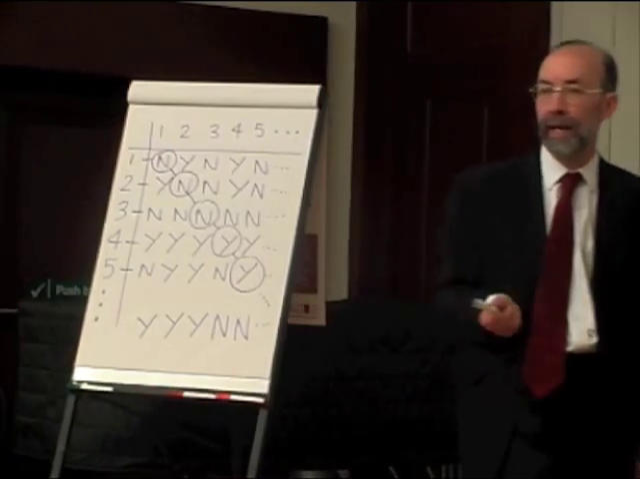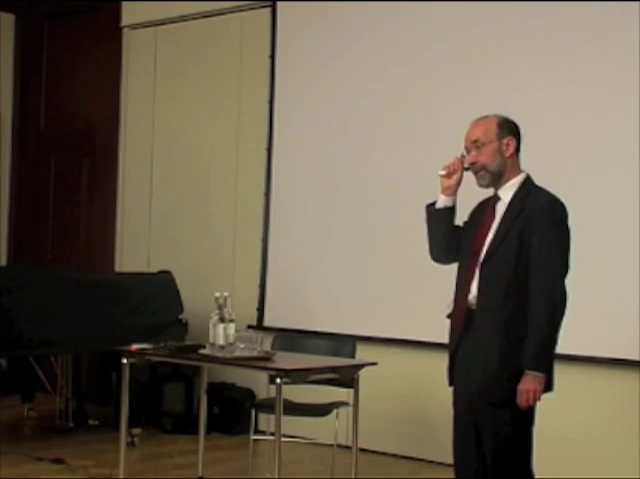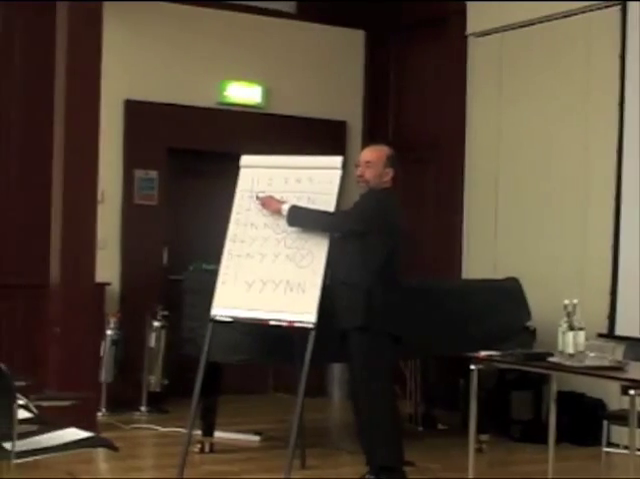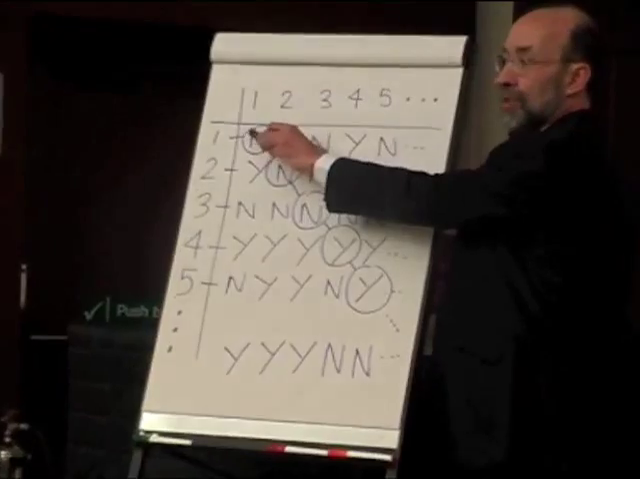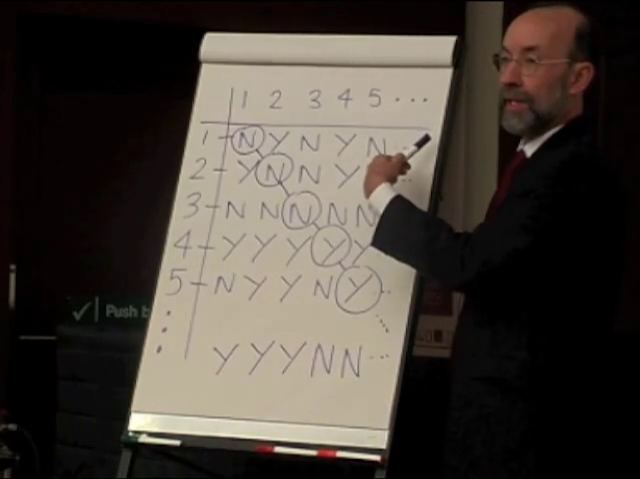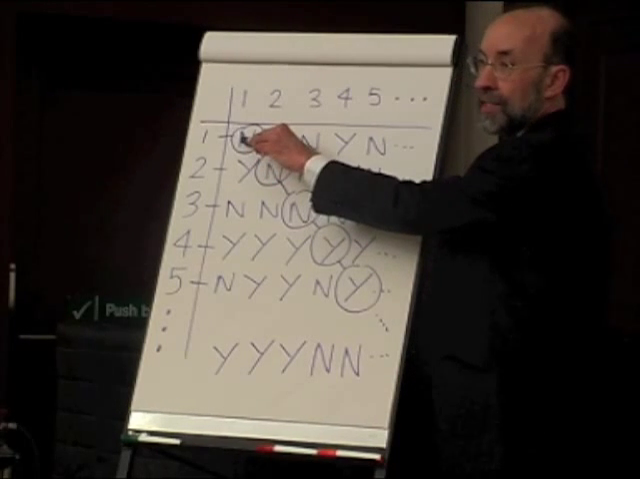Now, why am I so confident of that? How can I be so sure? Well, we know for sure that it's not the very first thing in the list, because we've deliberately constructed it in such a way that it won't be the very first thing in the list. It differs from the very first thing in the list in its very first position. There was a no there and we wrote down a yes.